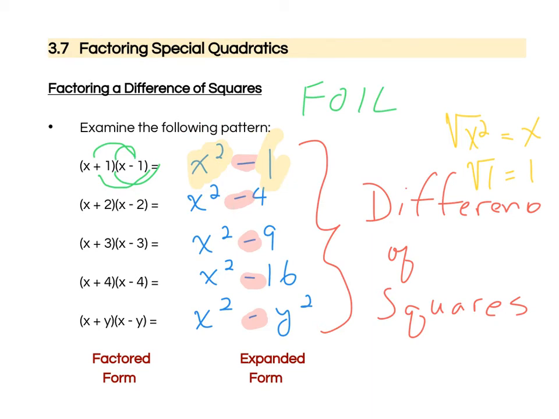Now, another way for me to identify that this is a difference of squares is that I'm also only going to be able to see 2 terms in the expression that I'm asked to factor. So that's another clue that I have a difference of squares.